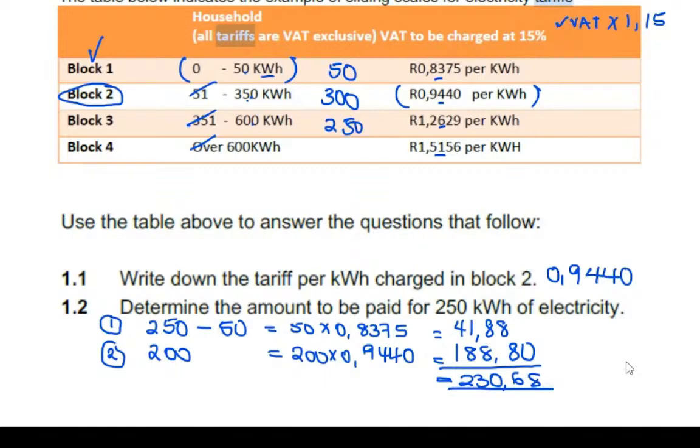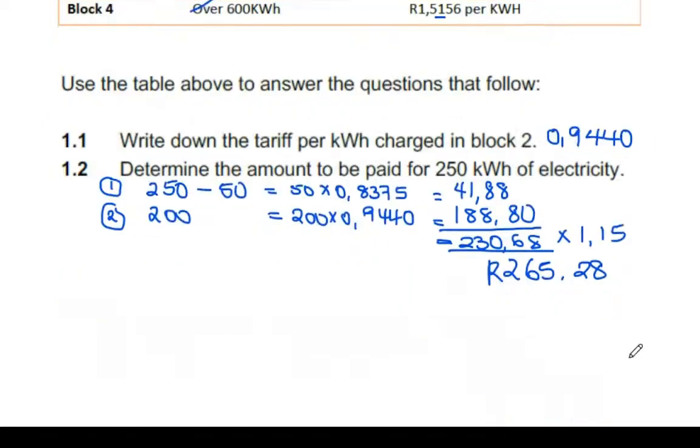But remember, this cost does not include VAT. You need to include VAT, and we said, including VAT, we multiply by 1,15. We have our final answer as 265 rands and 28 cents. That's how we get this answer.